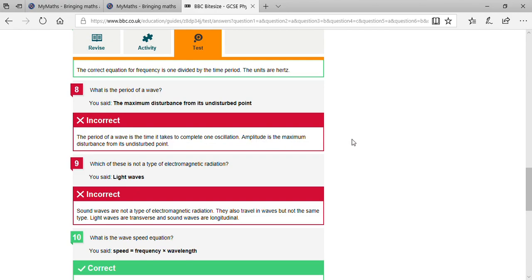Here they are also asking which of these is not a type of electromagnetic radiation. You said light waves. Light waves, that means sound waves are. Yeah, sound waves are not a type of electromagnetic radiation, because they can travel in waves, but not the same type. Light waves are transverse waves, and sound waves are longitudinal waves. Understand?